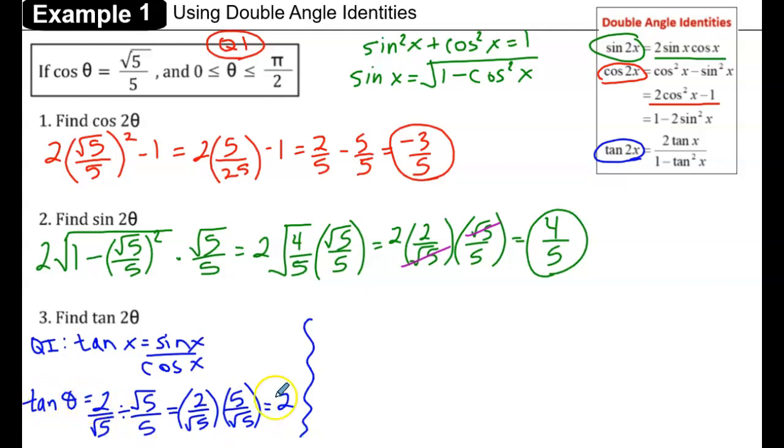So now we know that the tangent of theta is 2, and now we can put that into our double angle identity for tangent. So in the numerator, 2 times the tangent of x is going to be 2 times 2. Then in the denominator, 1 minus the tangent squared x, that's 1 minus 2 squared, which is going to be 4 over 1 minus 4, or a negative 4/3.